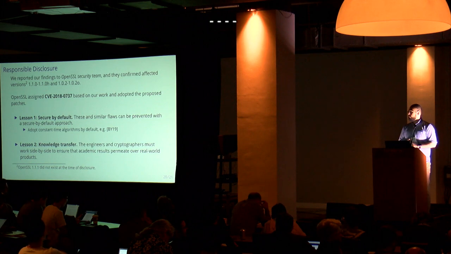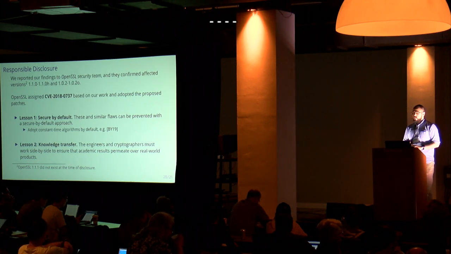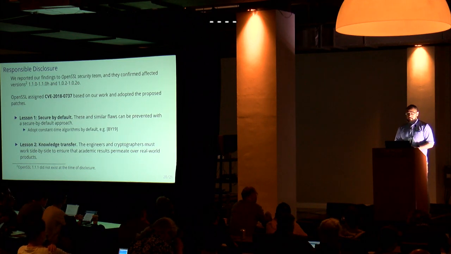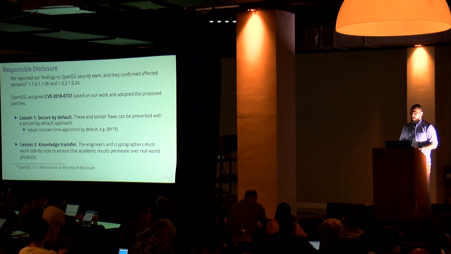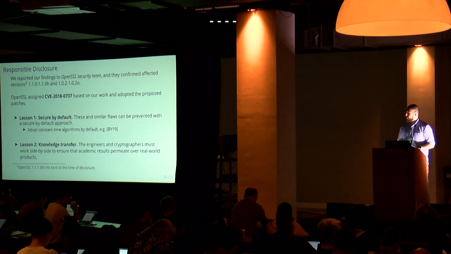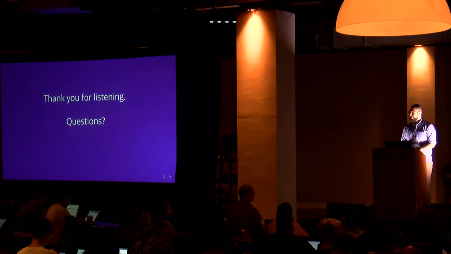Two important lessons to take from our work: we need to take a secure by default approach. I think security libraries should take this approach. Some of them do, some of them don't. But I think in general, we should strive for that. And we should adopt constant time algorithms, like the one presented 2 days ago, the GCD in constant time. And also, we should make sure that the knowledge is transferred. CHES is a nice conference because we have engineers, we have cryptographers, industry, academia together. But it's not always the case. So sometimes that doesn't make it possible for the results from academia to permeate to the real world. So we need to find this midpoint and make sure that the security is well implemented. And after that, well, thank you for listening, and I'll take questions.